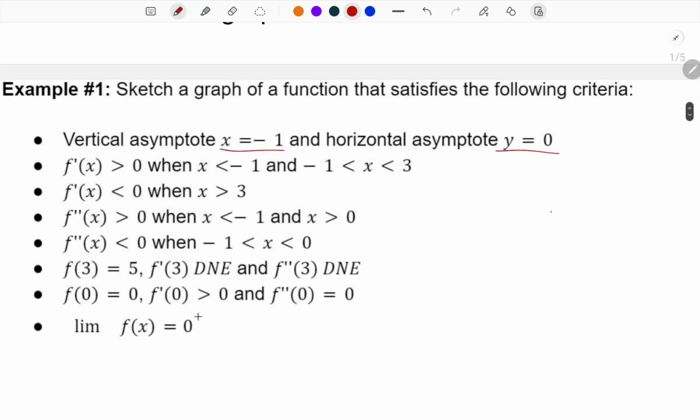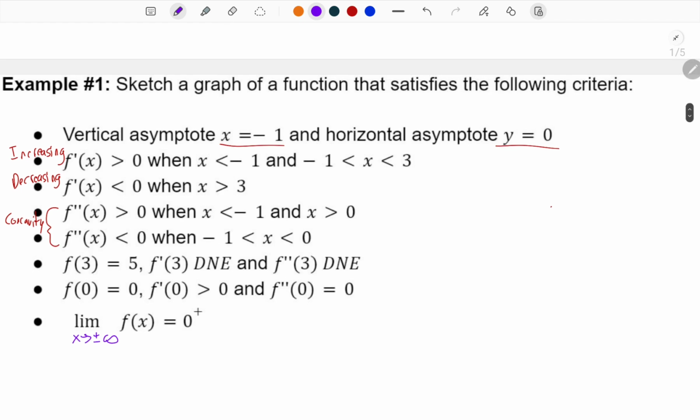Okay, then we have information about increasing and decreasing, as well as the concavity. And then some information about some specific points there. Oh, and this limit here, it should be going to plus or minus infinity. So just telling us the end behavior.